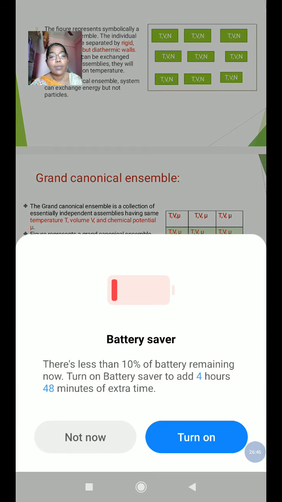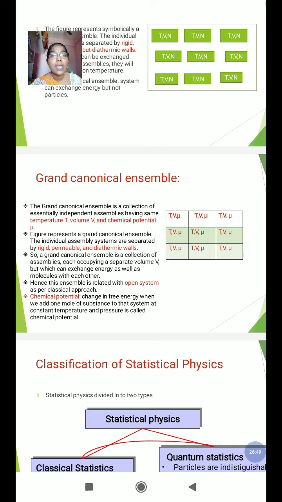As per the classical approach, the grand canonical ensemble is treated as an open system. What is an open system? The system can exchange energy, and the system can exchange particles. Up to which limit? Up to the point where all the systems come to the same temperature and the same chemical potential. Till that point, the exchange of number of particles and energy will take place.